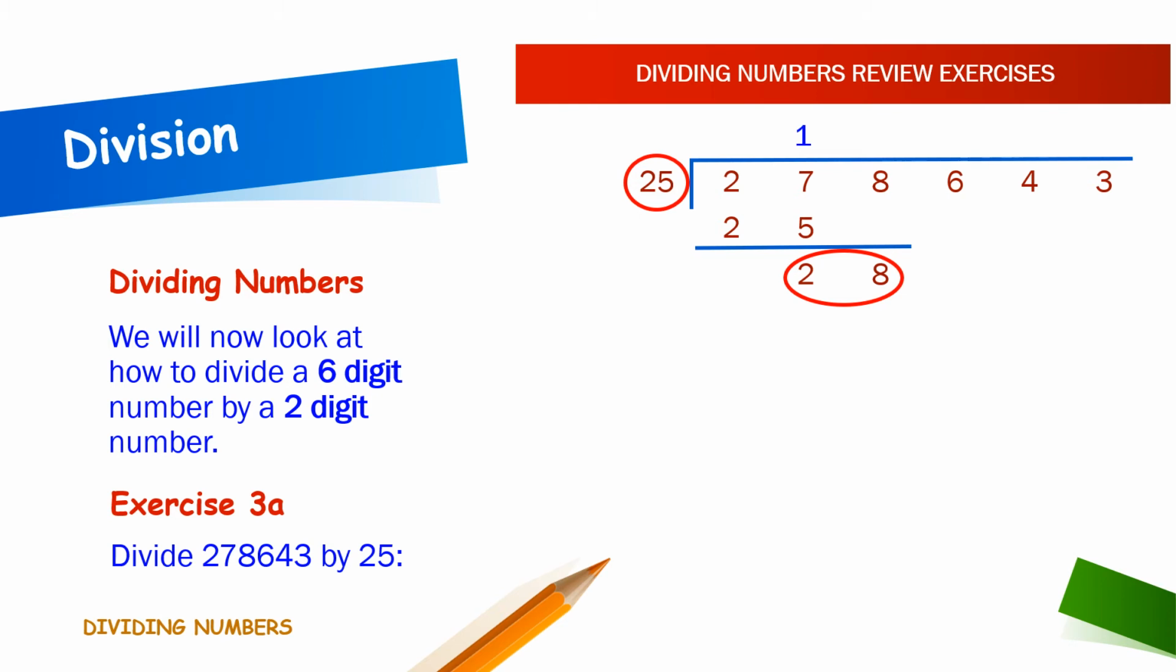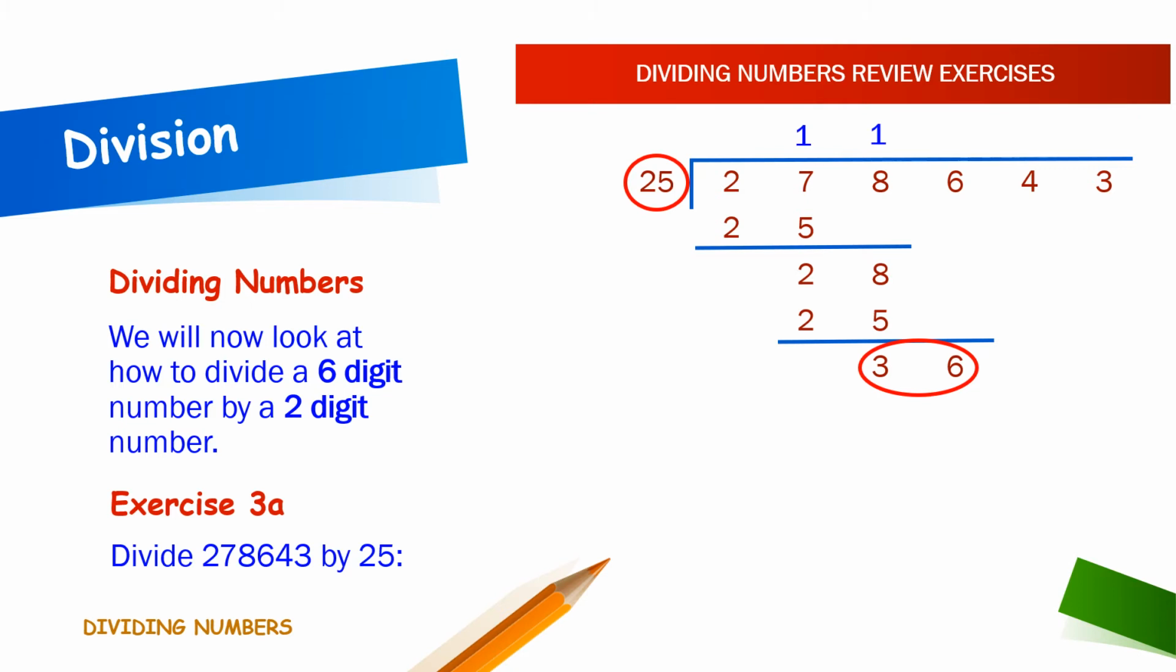How many 25s are in 28? There is one 25 in 28. Position the 1 here, as shown. Now multiply 25 by 1 to give 25, and put 25 here. Subtract 25 from 28 to give 3. Bring the 6 down and position it here, as shown.